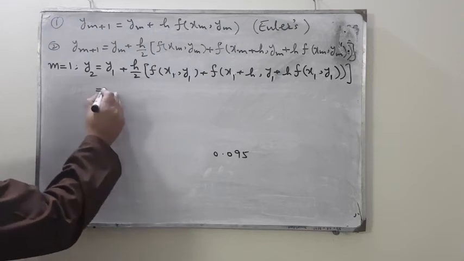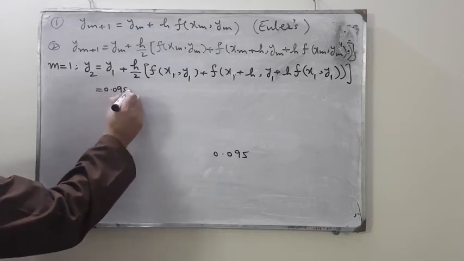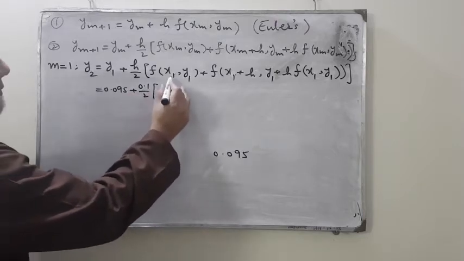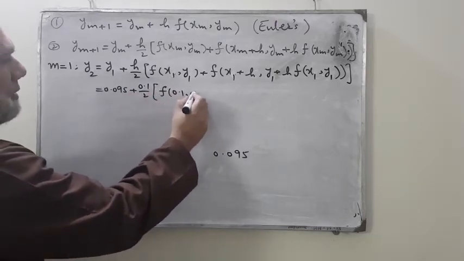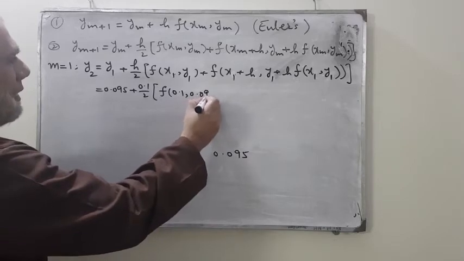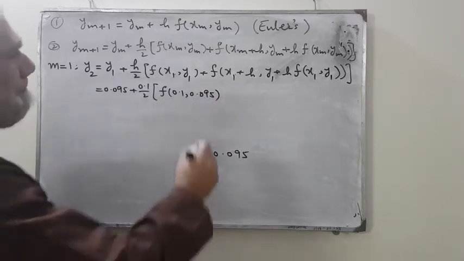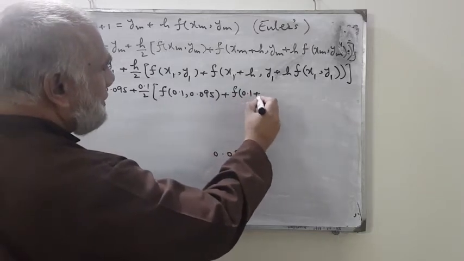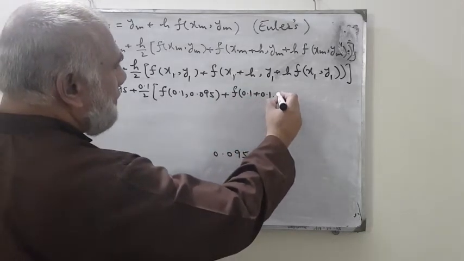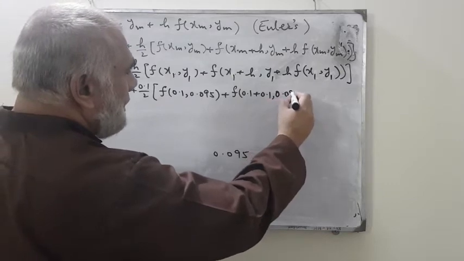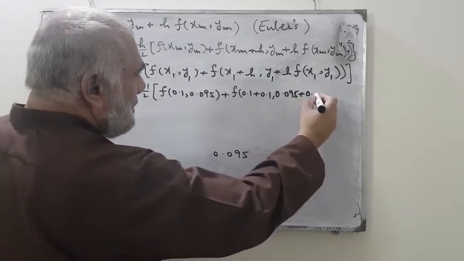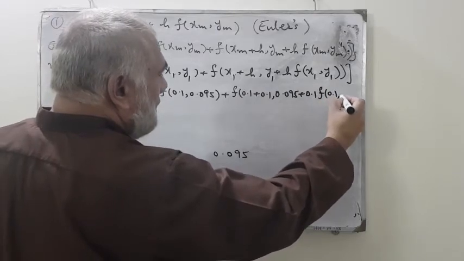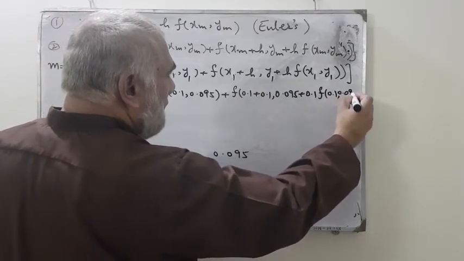That y1 is 0.095, h is 0.1 by 2, f of x1 is 0.1, 0.095 plus f of x1 is 0.1 plus 0.1, y1 is 0.095 plus 0.1, f of 0.1 and 0.095.